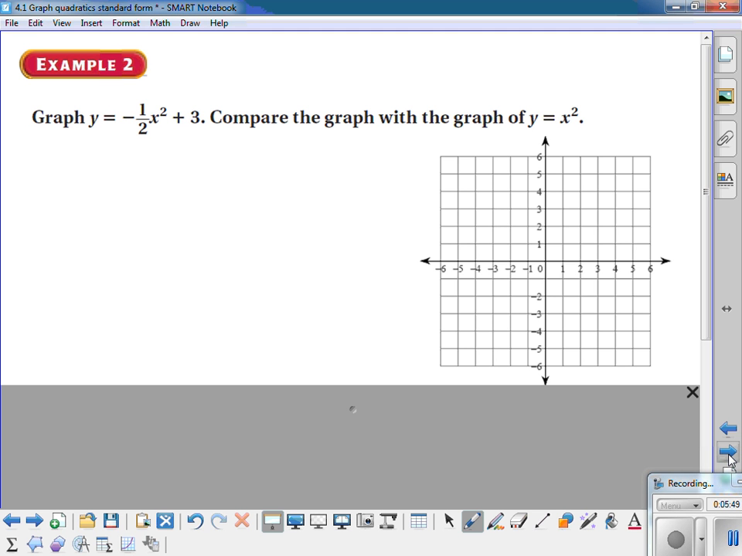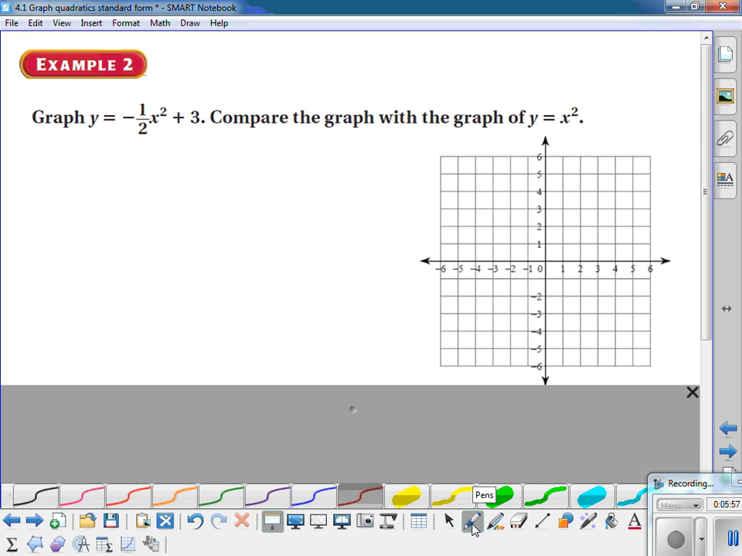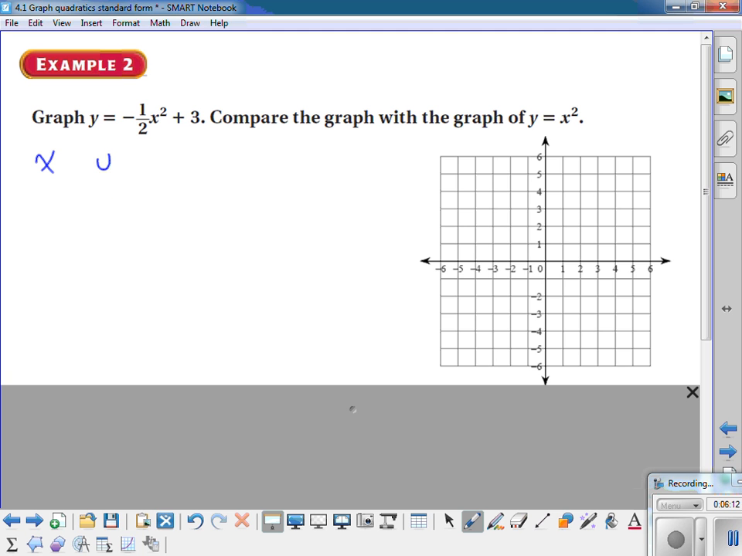Let's take a look at another one. So now I've got y equals negative 1/2 x squared plus 3. And again, I'm going to compare it to my parent graph. So for this one, I still could do negative 2, negative 1, 0, 1, and 2. But then I'm going to end up with fractions, which are a little bit of a pain in the neck to graph, but not the end of the world. But what could I do if I didn't feel like coming up with any fractions?